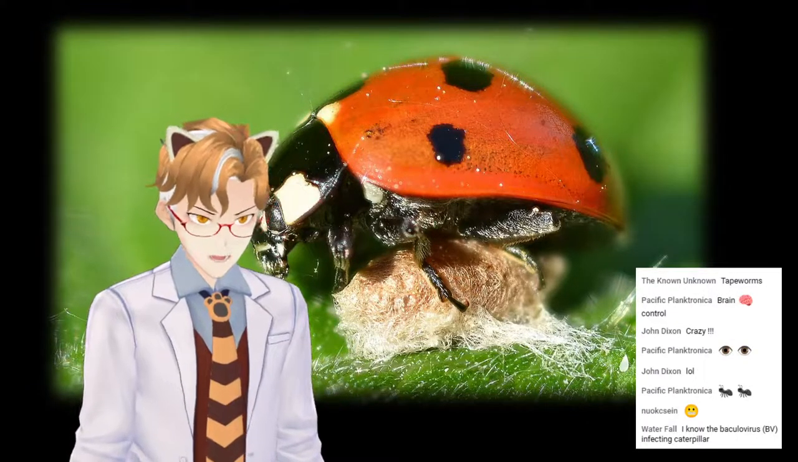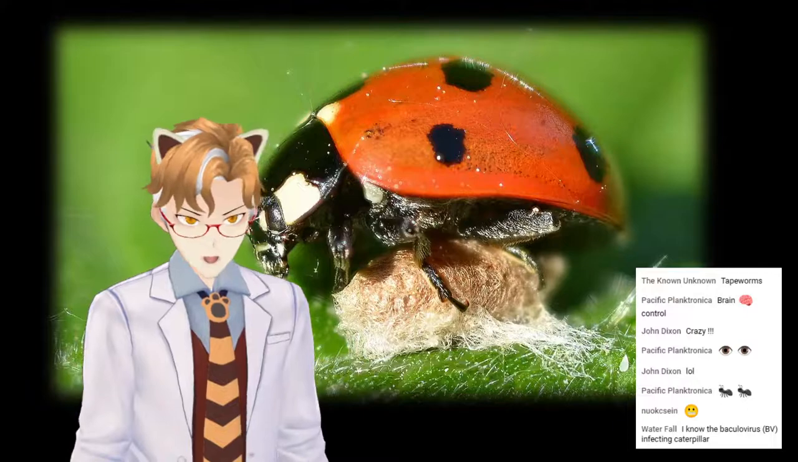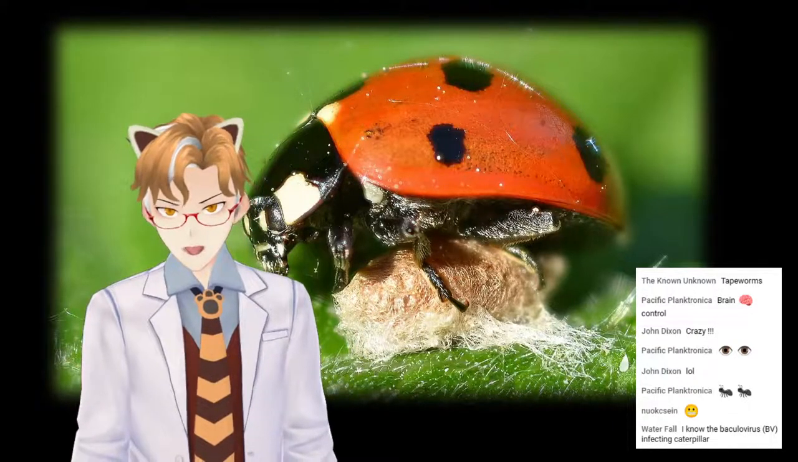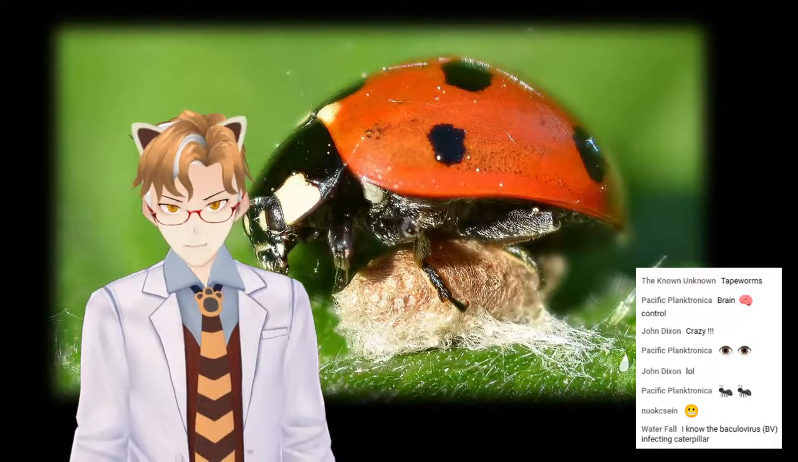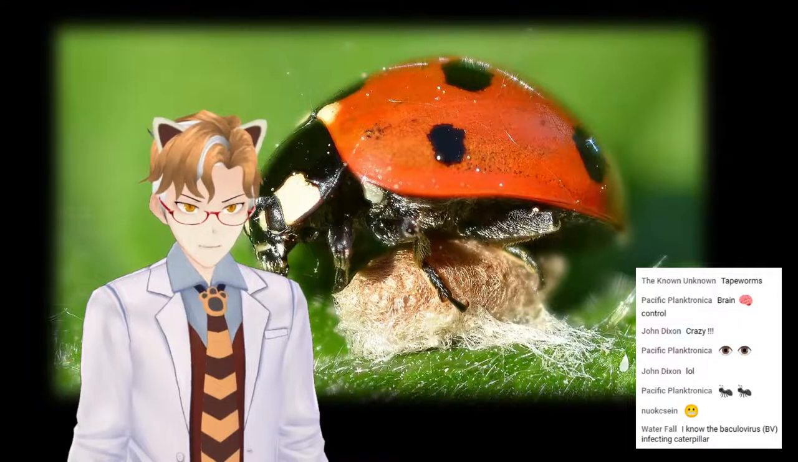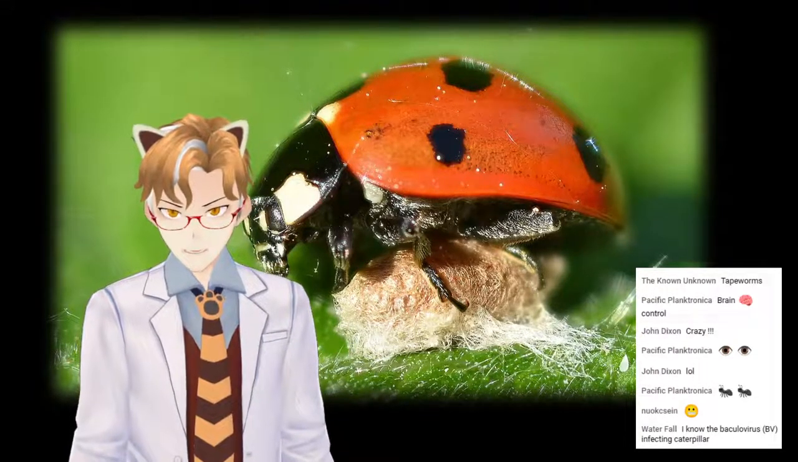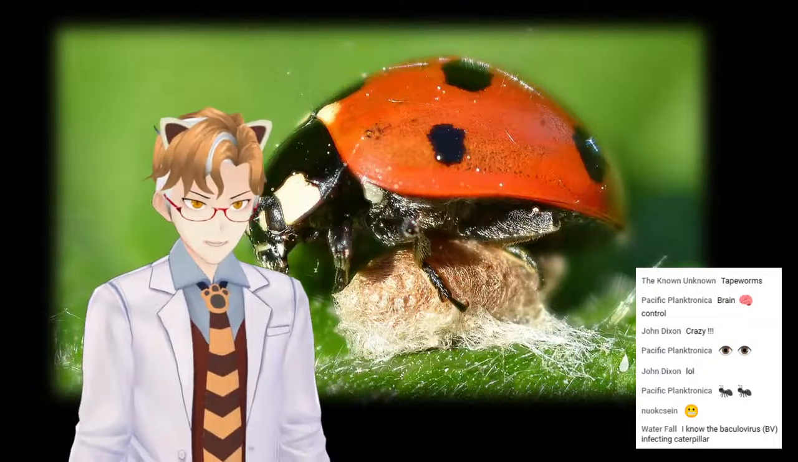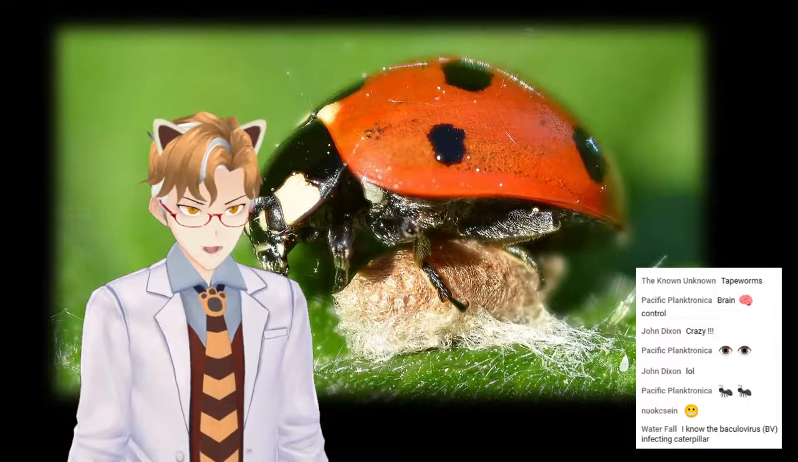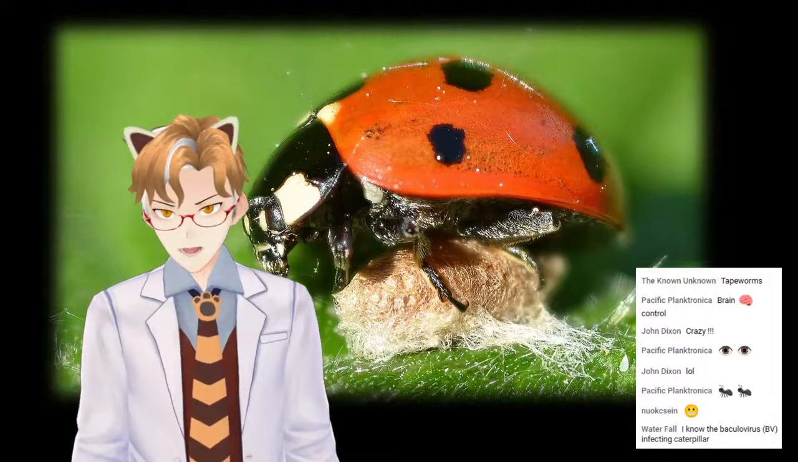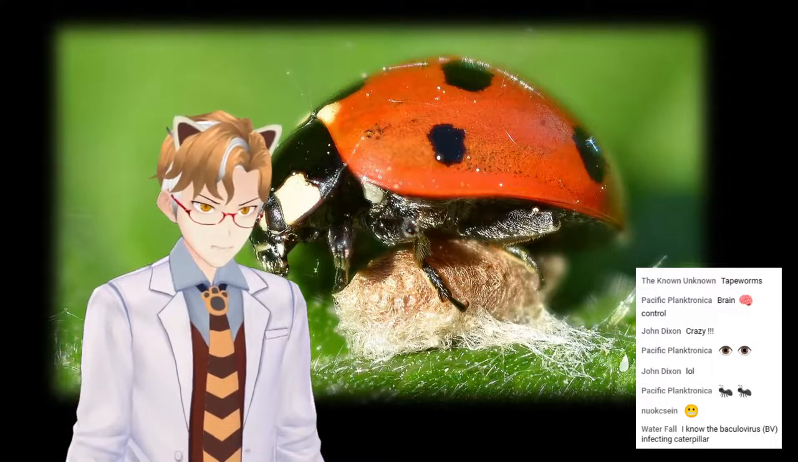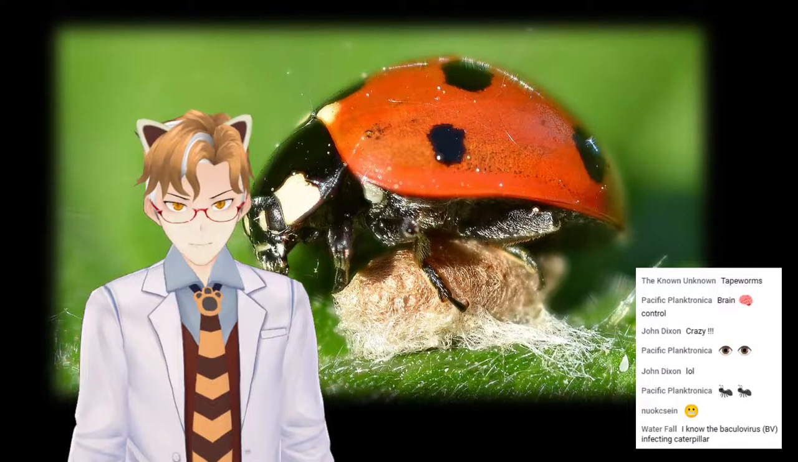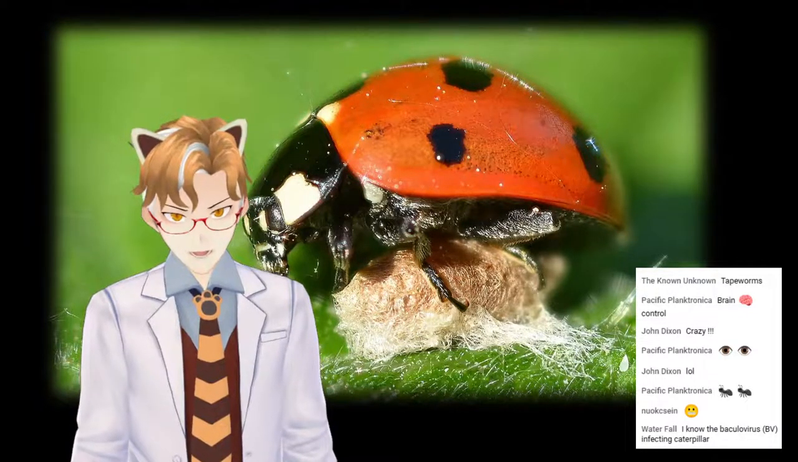But it goes even further. If any predators attempt to eat the pupa from the cocoon, the ladybug will retaliate, will wriggle around, and it will defend the pupa. And in this way, the wasp will eventually emerge from the cocoon as an adult, guarded the whole time by our zombified ladybug.